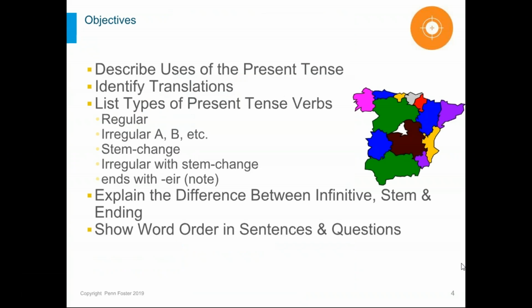In today's webinar, we will discuss the use and the translations of the present indicative tense, along with how to conjugate verbs in this tense. Additionally, we will discuss the different verb forms and the sentence and question structure within the Spanish language.